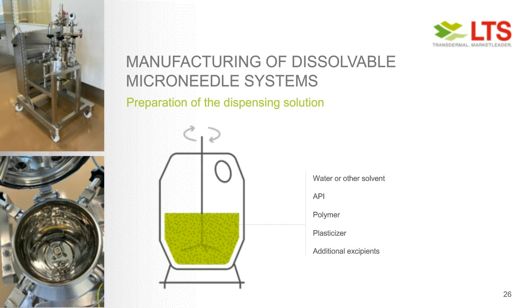For the researcher and for the technical guys, this is typically not very interesting, because when it comes to lab equipment, it's always a magnetic stirrer and so on, where you put your water or other solvent, your API, your polymer, some kind of plasticizers and maybe other excipients. You mix them together and you are ready.